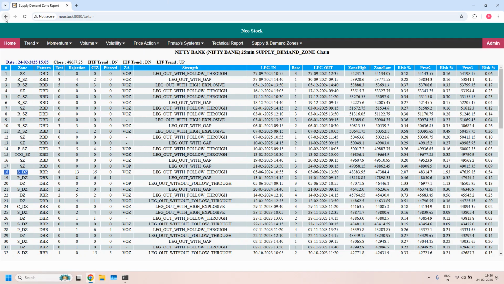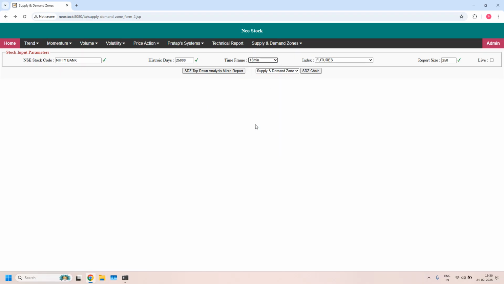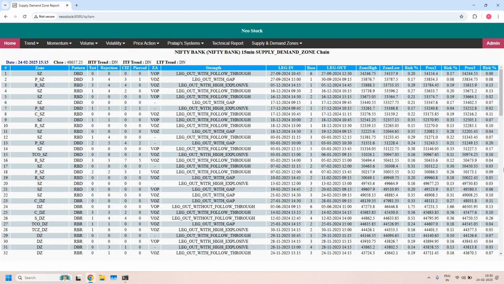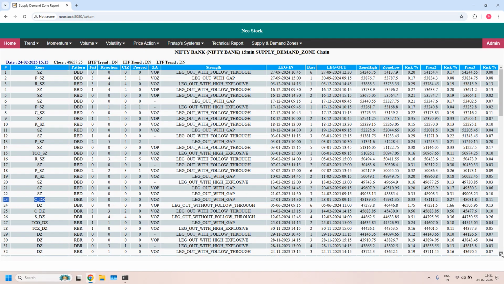Okay, next time frame is 15 minutes. 15-minute supply demand zone chain for BANKNIFTY. And the nearest zone to the current closing price is the 23rd, the nearest demand zone to the current closing price. So let me put it in the center.